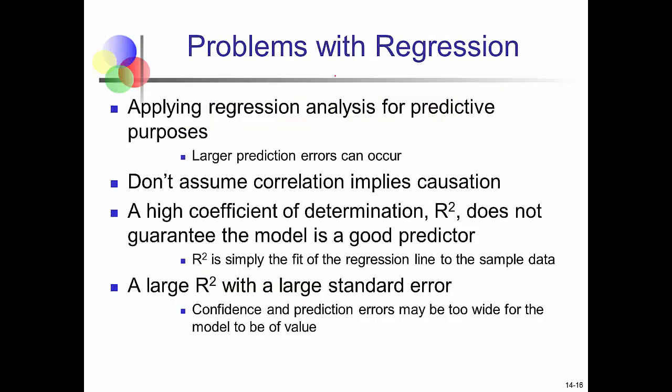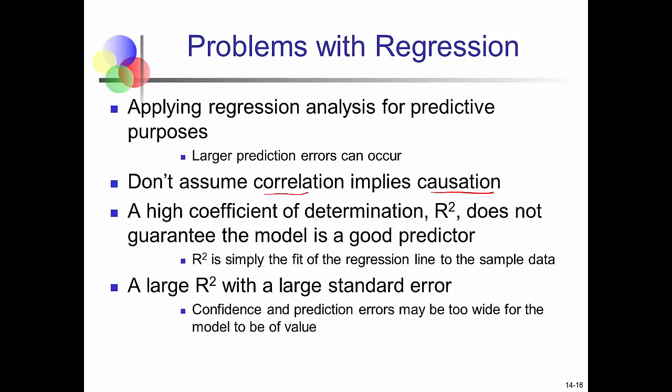There are some problems with regression. When we use regression to make predictions, we can often be quite wrong, especially if we have a large standard error for the model or a large standard error for our individual slope coefficients. We also have to be careful because correlation does not imply causation. So just because the two variables are correlated to each other and we can run a regression on them, that does not mean a change in x causes a change in y.